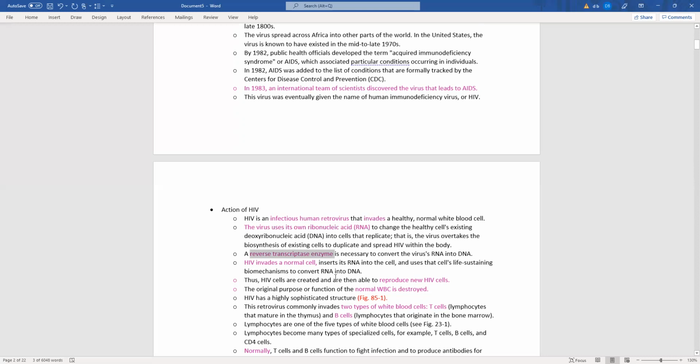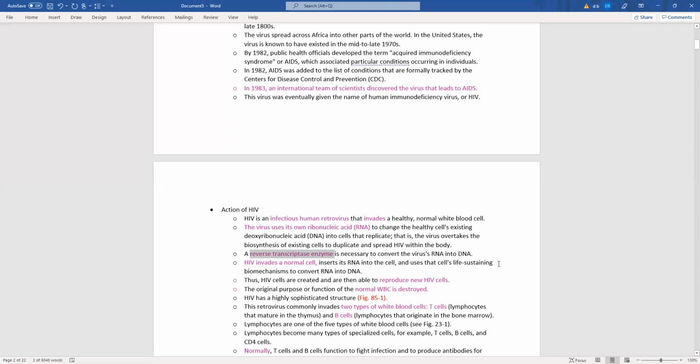So the HIV is going to invade the normal cells. Now let's talk about these cells, like I was telling you, the cells we need in the immune system to help us fight off different types of infections. So we're about to talk about this now. The HIV invades a normal cell. It inserts its RNA into the cell, right? So the RNA goes into the cell and is taking over the DNA.